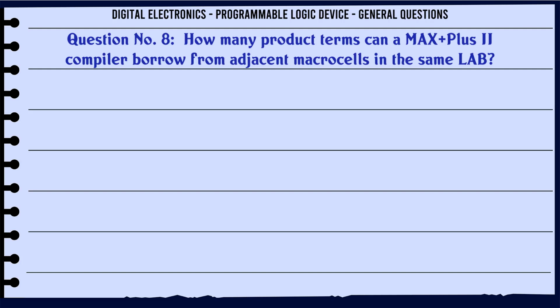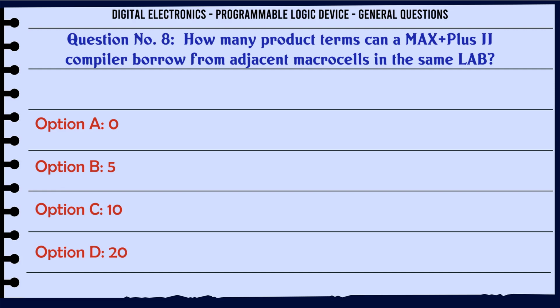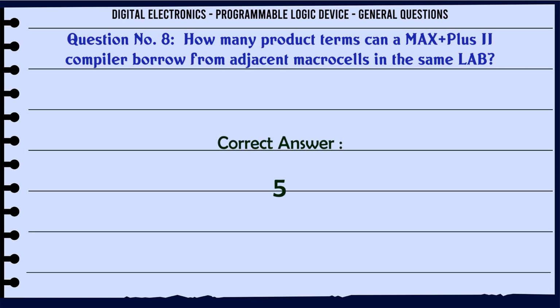How many product terms can a MAX+PLUS II compiler borrow from adjacent macrocells in the same LAB? A. 0, B. 5, C. 10, D. 20. The correct answer is: 5.